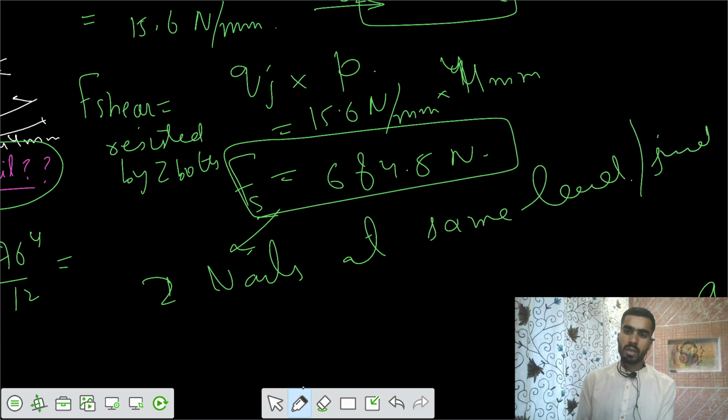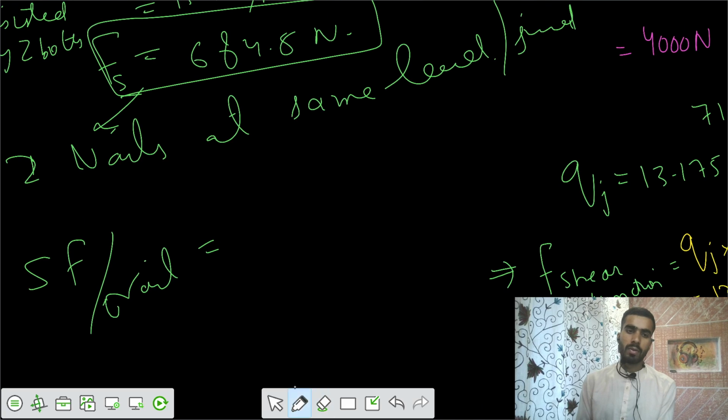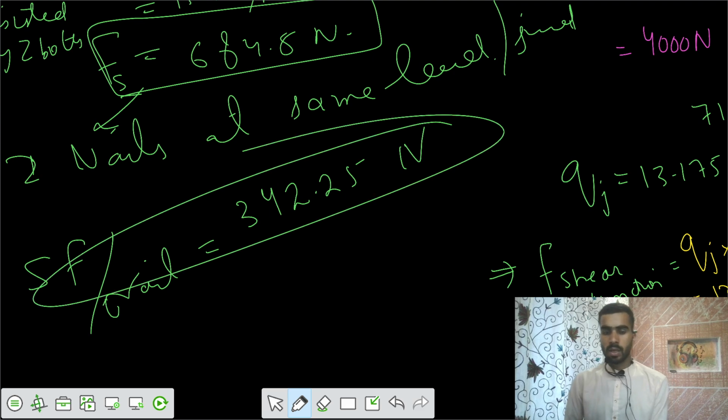But we have 2 nails at the same level, or at the same junction. So you can say the shear force per nail would be equal to one half of that shear force. That would be 342.25 Newton.